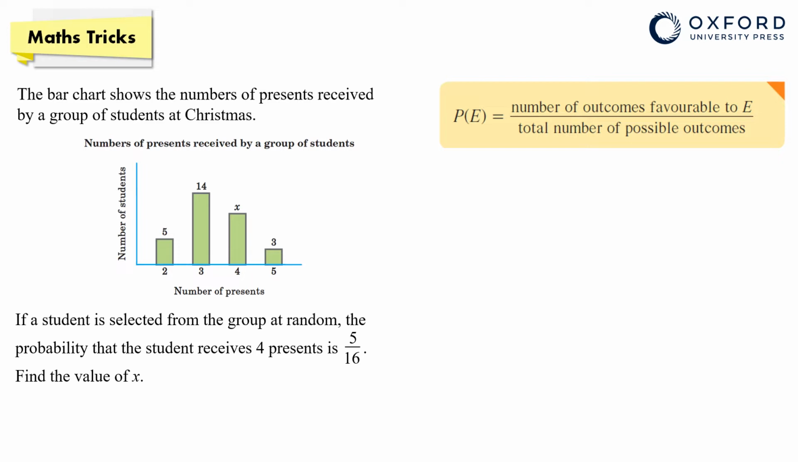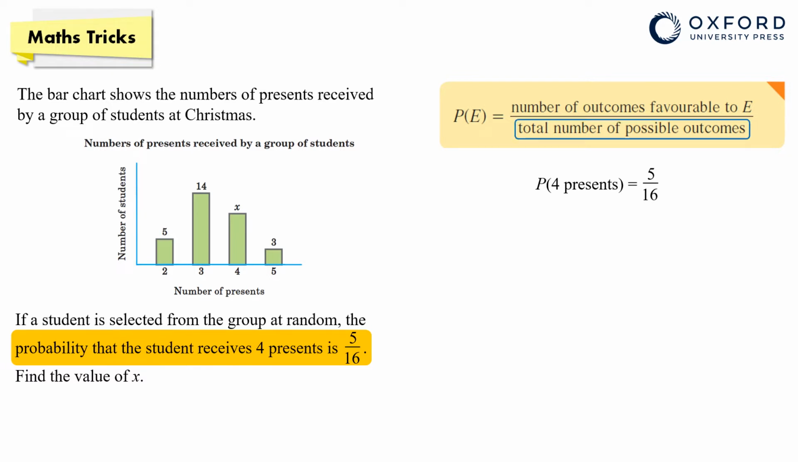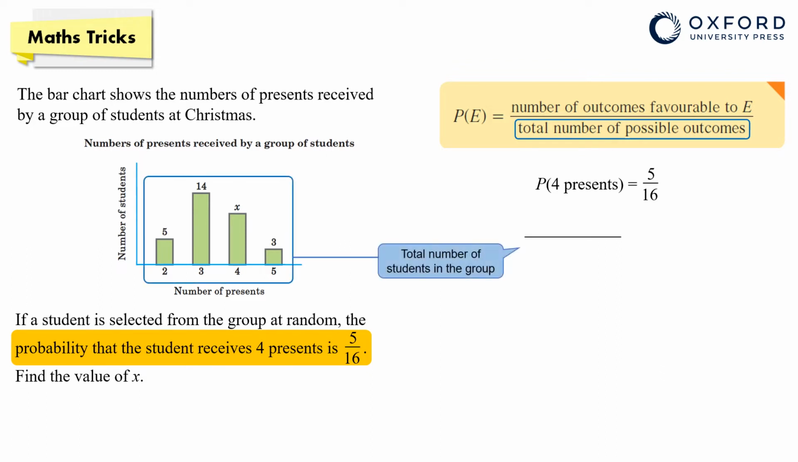In the question, it is given that the probability of a student receiving 4 presents is 5/16. That means we have P(4 presents) = 5/16. For P(4 presents), the denominator is the total number of possible outcomes, which is equal to the total number of students in the group. That is 5 + 14 + x + 3.